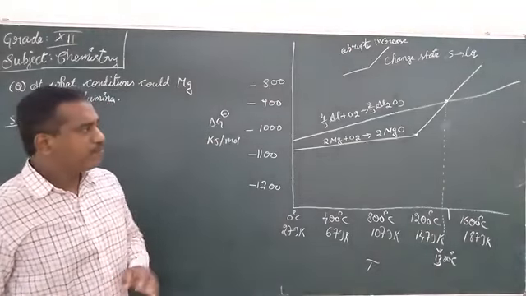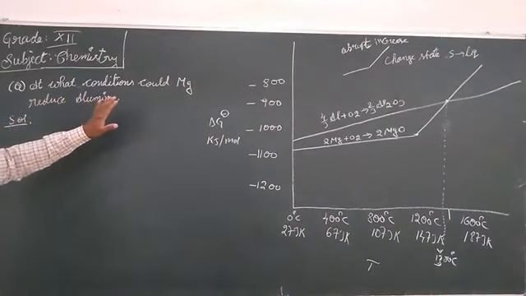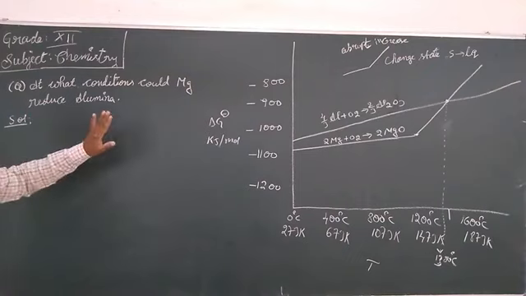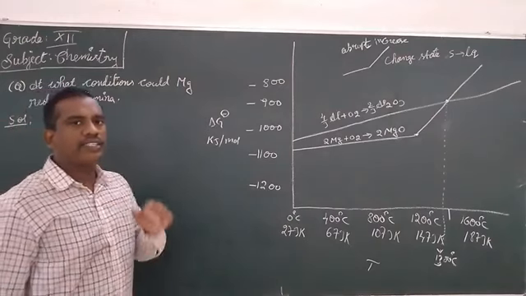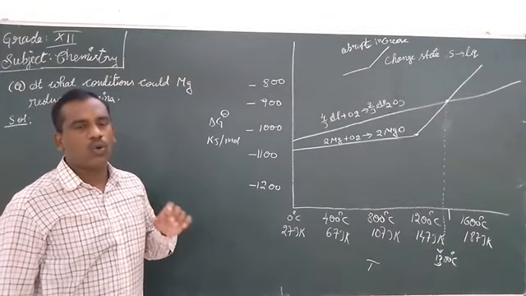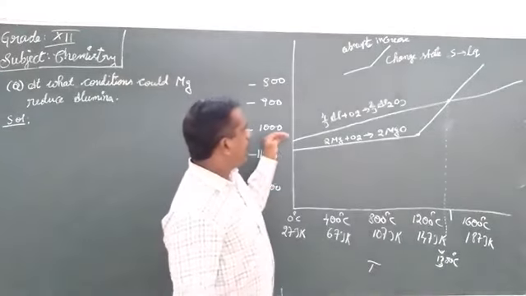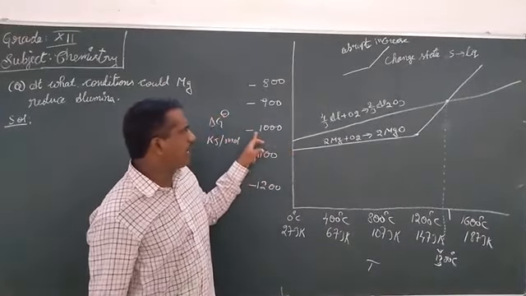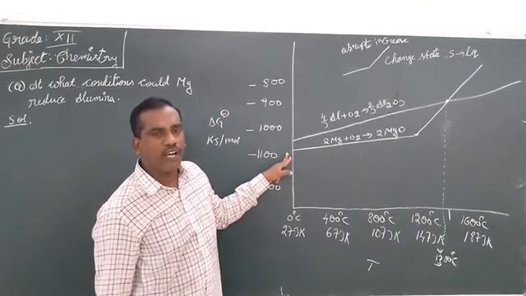Now let us get to the point. Here we got a question: at what conditions could magnesium reduce the aluminium? Previously we discussed that coke can reduce iron oxide. If you observe the above line and the below line, this line has some delta G negative value and the below one also has a delta G negative value.